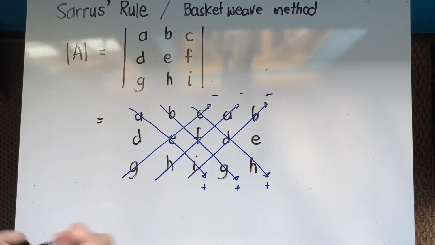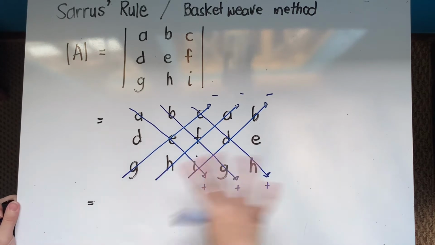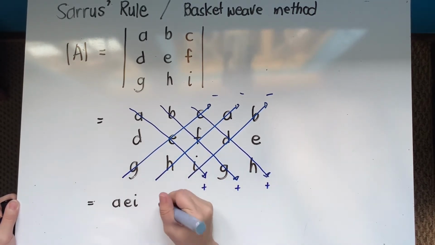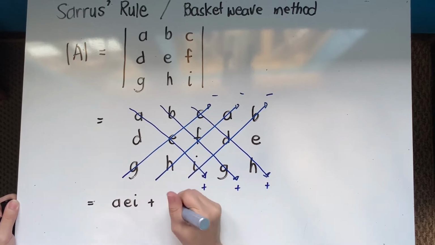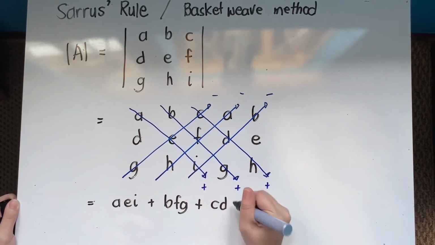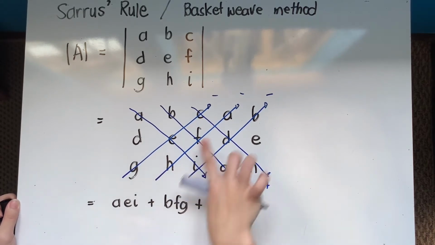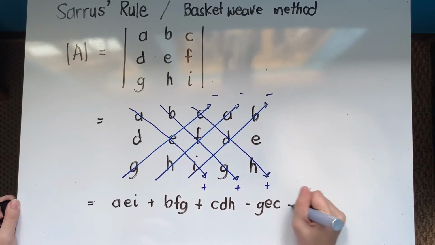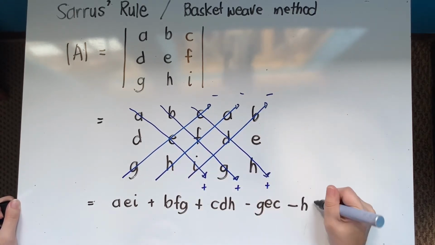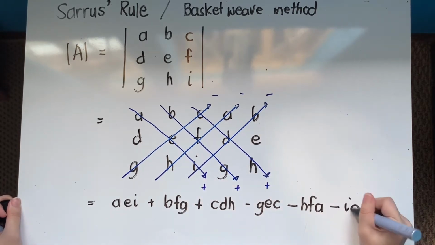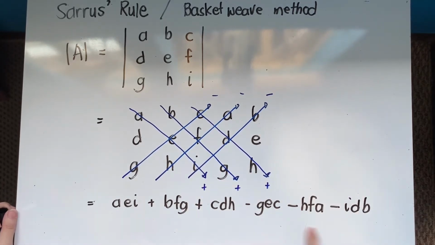So, if we're going to write that down and enumerate all the products that we have, you'll have A, E, I, positive yan, plus B, F, G, which is also positive, plus C, D, H, which is also positive. Tapos, magne-negative yung sign ni G, E, C, minus G, E, C, minus H, F, A, minus I, D, B. And then, let's compare this with the Leibniz formula that we've had kanina.